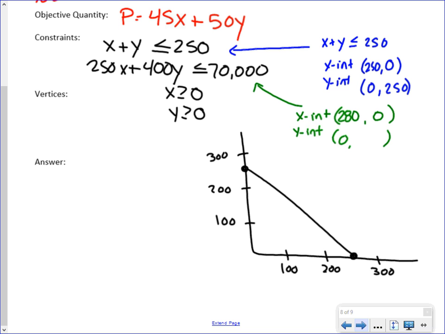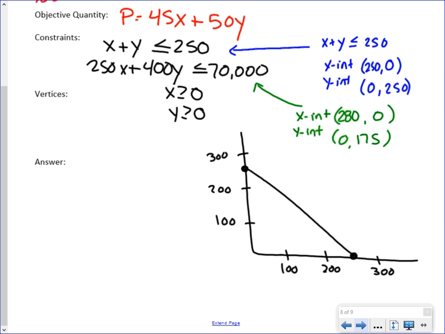For my y-intercept, plug 0 in for x. 250 times 0 is just 0, and then you have 400y equals 70,000. 70,000 divided by 400 is 175. You see what I'm doing there? Does anybody have any questions about that?